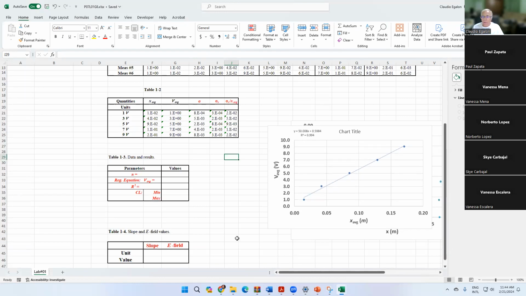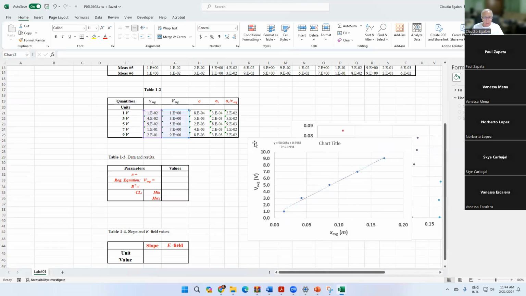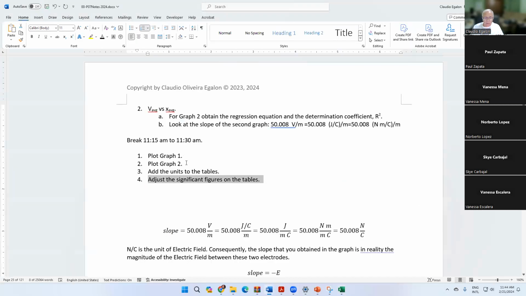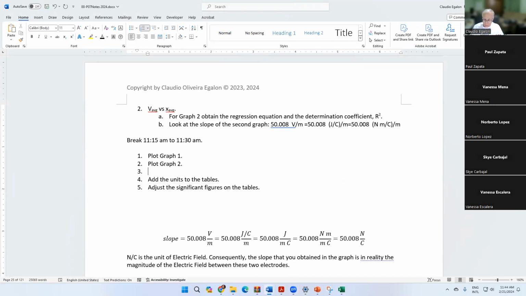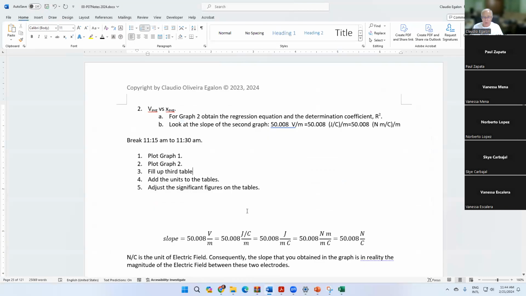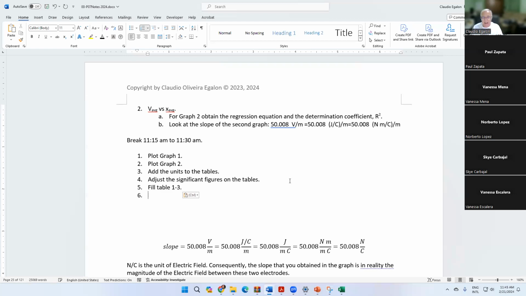What else you have to do? You plot the tables, right? Let's see. Wait a minute. Let's organize that better. Instead of after plotting graph number 2, fill up the third table, Table 1-3. Fill what you can. Oh, you know what? No, this one is the last thing you want to do. Okay, let's do it this way.